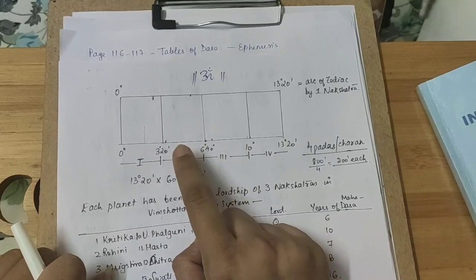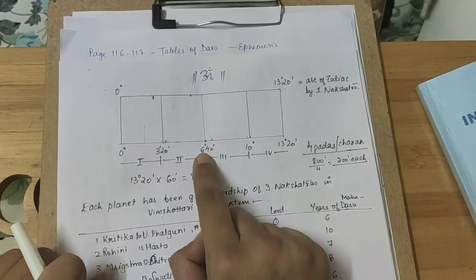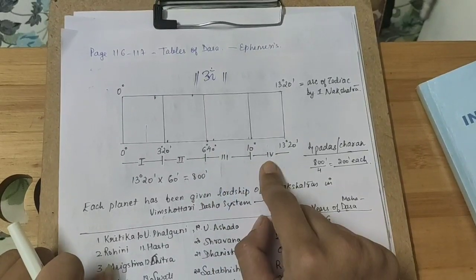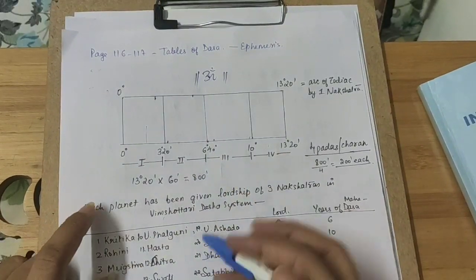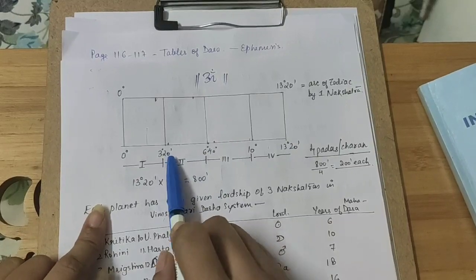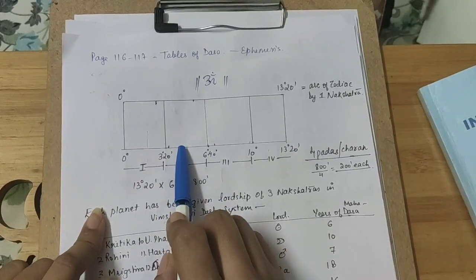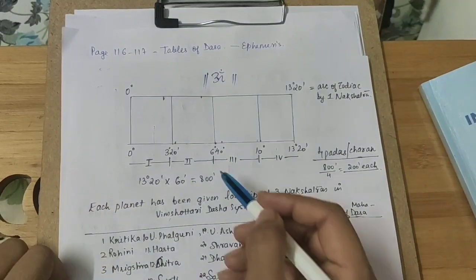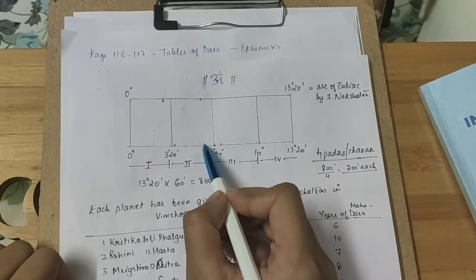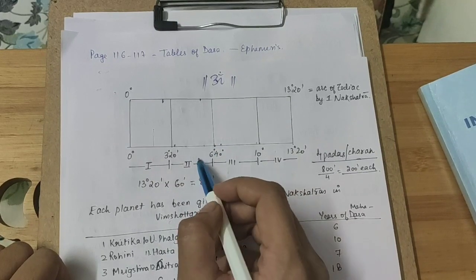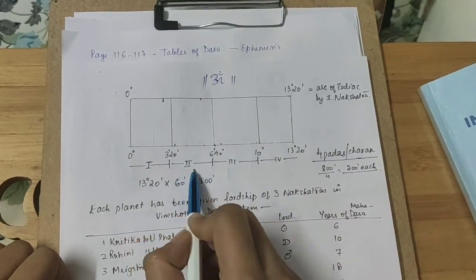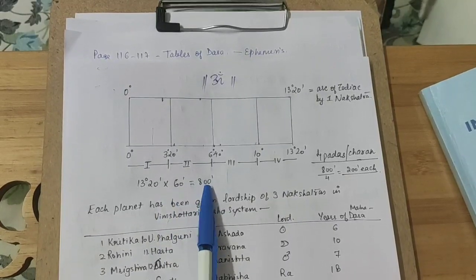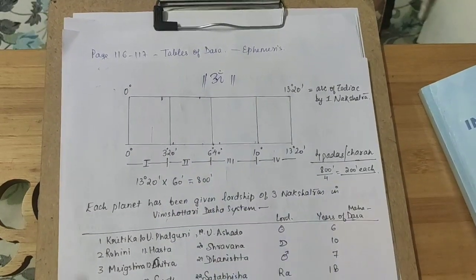Then the second pada is again 3 degrees 20 minutes further, then the third pada, then the fourth pada. So if a planet is transiting, suppose, at 6 degrees of some nakshatra, it will lie somewhere here. That means it is in the second charan. 13 degrees 20 minutes converted into minutes is 800 minutes, and each pada is 200 minutes.